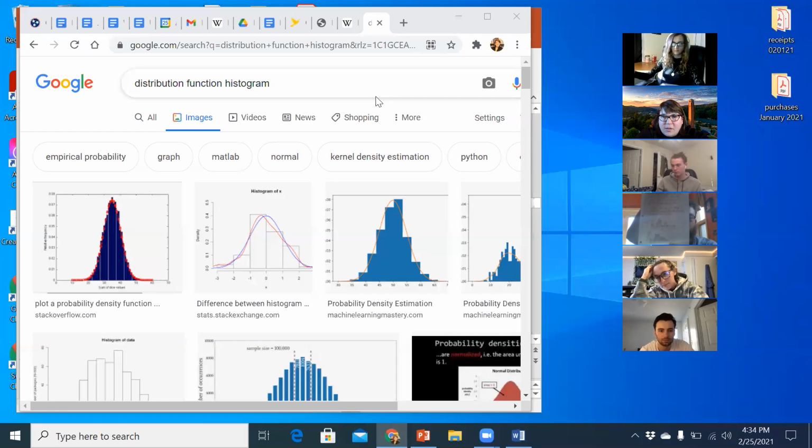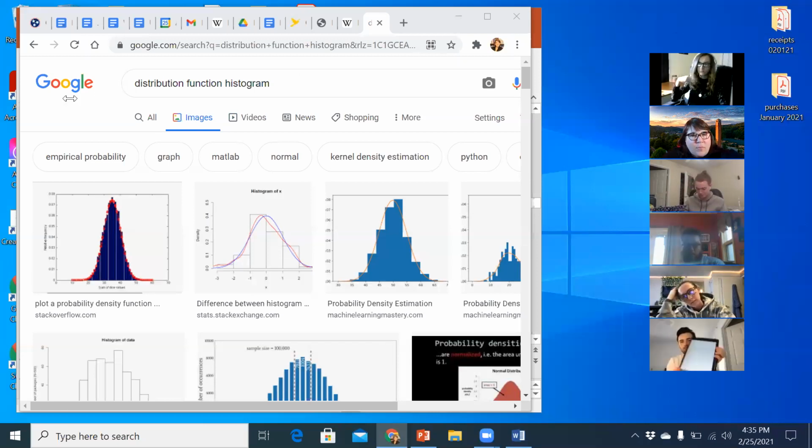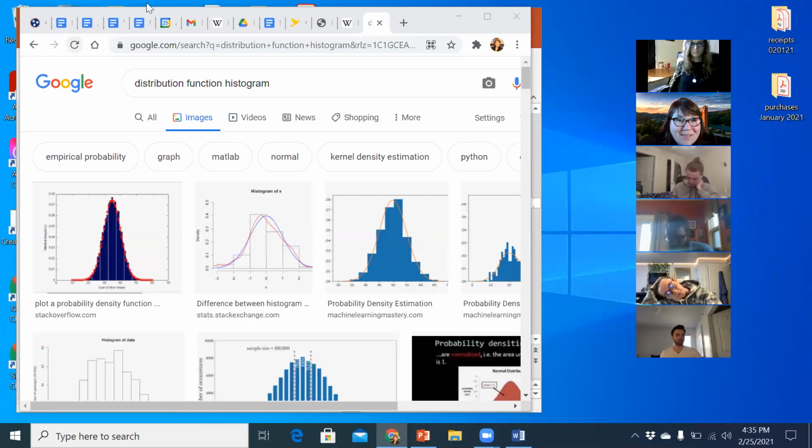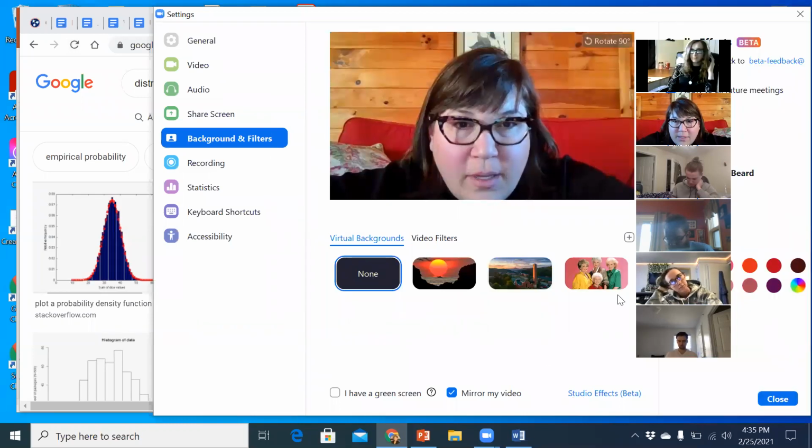Okay, I see Alex's. Yeah, that looks sort of like mine. Who else has some histograms? Yep, that looks like mine. Thank you, Henry. Okay. Maybe you're all holding them up, but I can't see them. Yeah, okay, people look like they have similar histograms to me. I'm going to turn off my background so you can see mine.